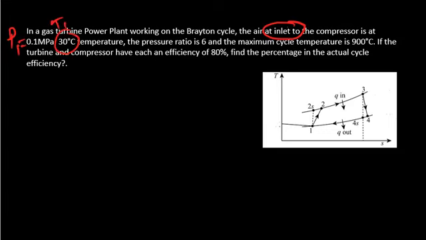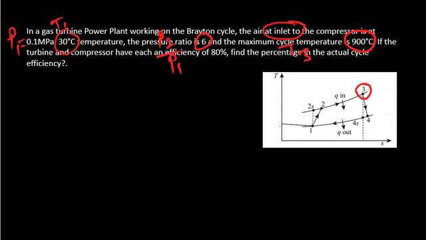And the ratio, we know, will always be P2 divided by P1. This ratio is called the pressure ratio. And the maximum cycle temperature is 900 degrees Celsius. This one is the maximum temperature, so that is why it will be T3.